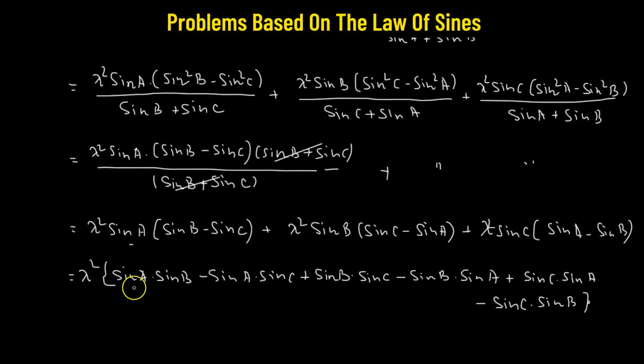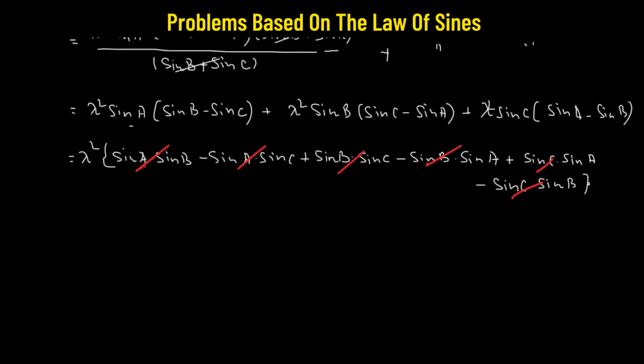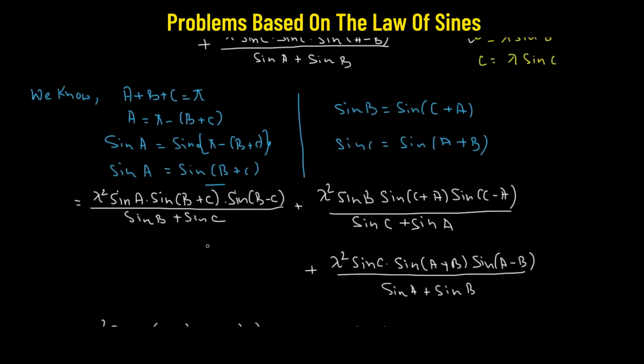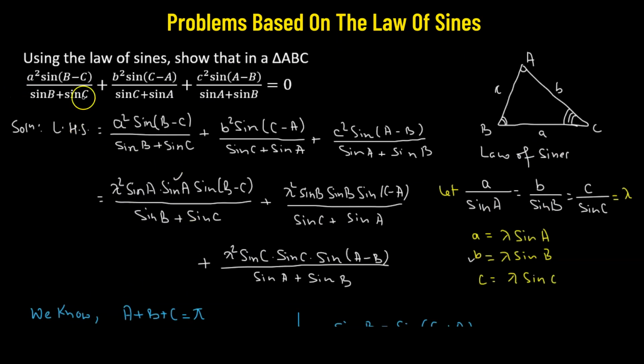Now clearly we'll see here that some of the terms will get cancelled out. Let's start with the first term. We have sine A times sine B, so this term and this particular term cancel out. We have negative sine A times sine C, so this term and this term cancel too. So all the terms within the parentheses cancel out, leaving us with 0. So we have lambda squared times 0, which is simply 0, and this is the right hand side. Hence we were successfully able to show using the law of sines that this particular expression equates to 0.